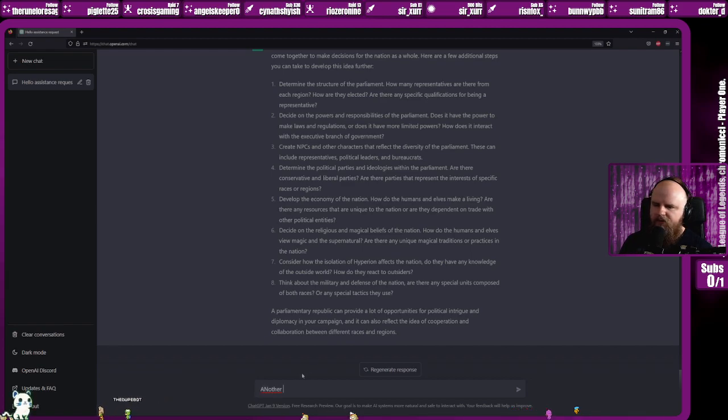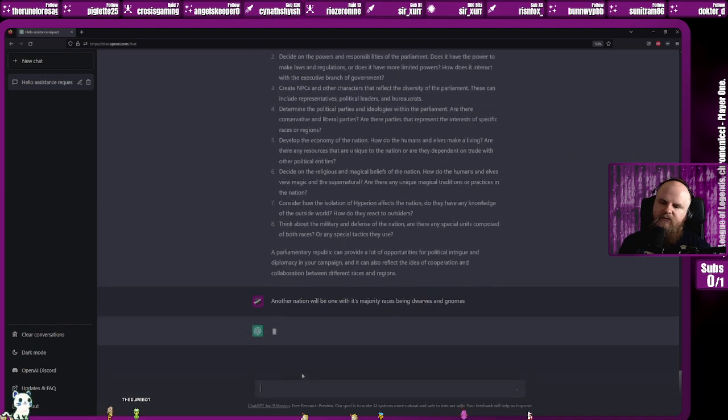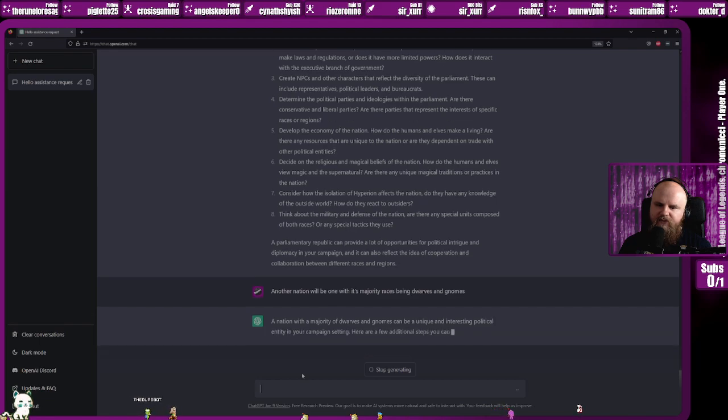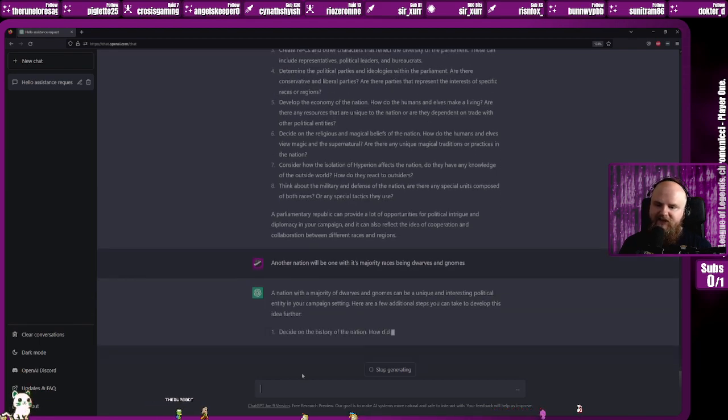Okay, another nation will be one with a majority of, with their wits. Majority races being dwarves and gnomes. A nation with a majority of dwarves and gnomes can be a unique and interesting political entity. Yes, they are all.